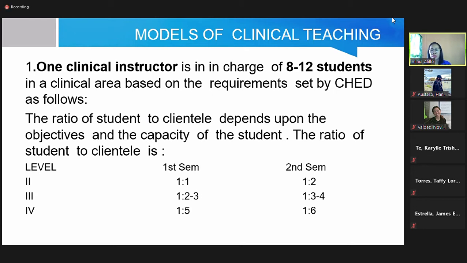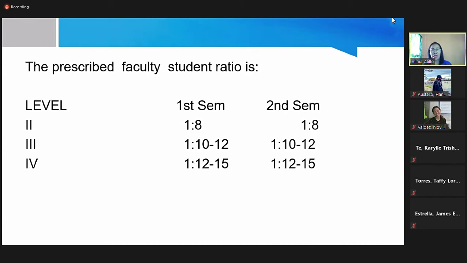If it is first semester. Second semester, level 4 is 1 to 6. Level 3 is 1 to 3 or 1 to 4. And level 2 is 1 to 2 for the second semester. So, try to imagine this one. Okay? So, the prescribed faculty-student ratio is level 2.